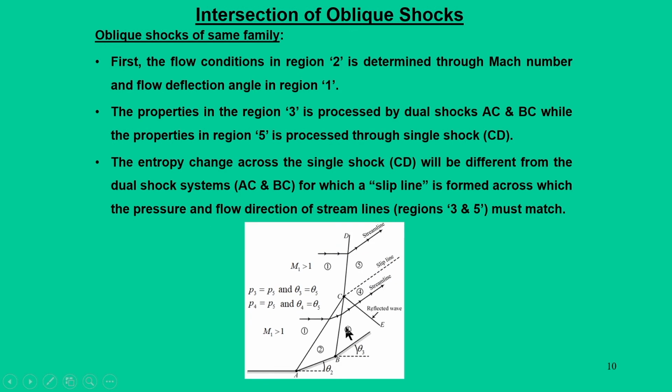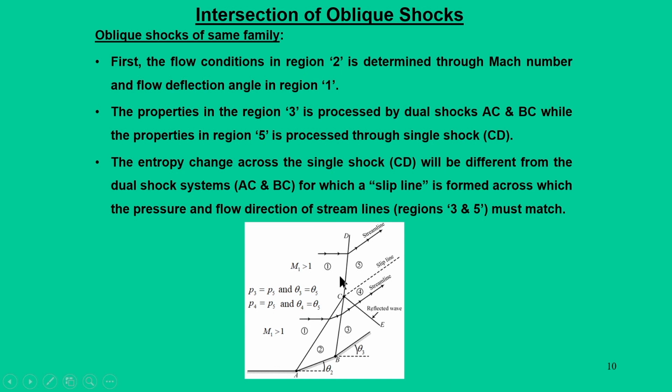Now, let us pause for a point. The flow conditions in region 2 are determined through the Mach number and flow deflection angle for M1. The flow field in region 3 is processed by the dual shock system AC and BC, while region 5 is processed through the single shock CD.